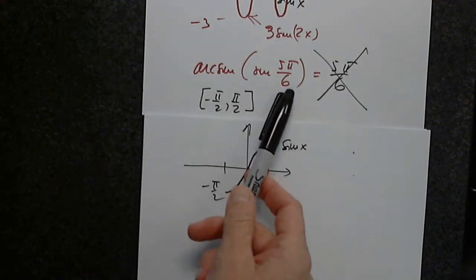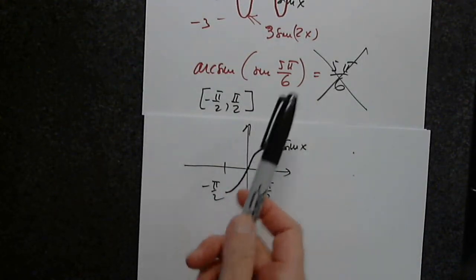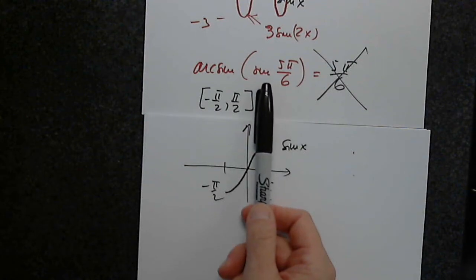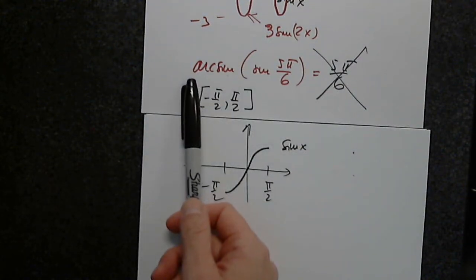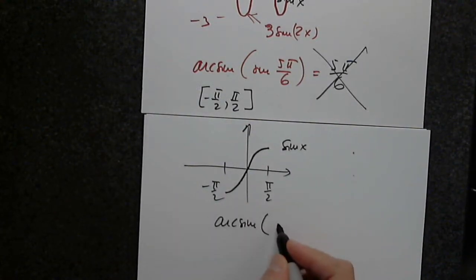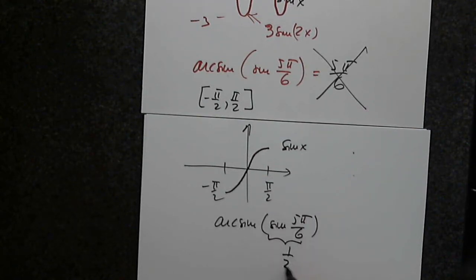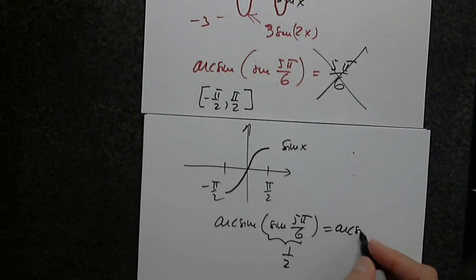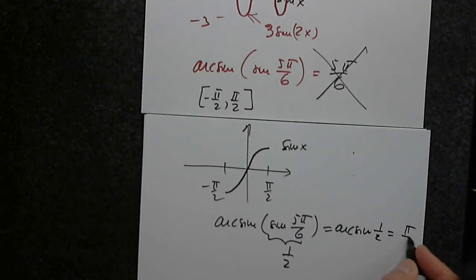So in this case, I cannot use the property of inverse functions. I have to determine what sine 5 pi over 6 is, and then apply arcsine to it. So arcsine of sine 5 pi over 6, this is 1/2. 5 times 30 is 150. It's in the second quadrant. This is 1/2. And arcsine 1/2 is pi over 6.